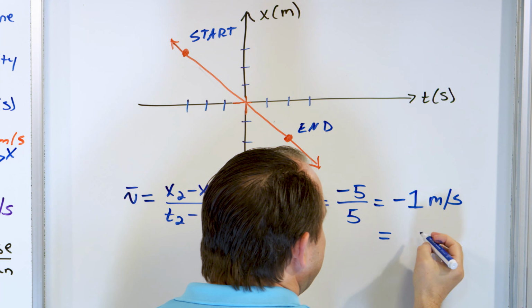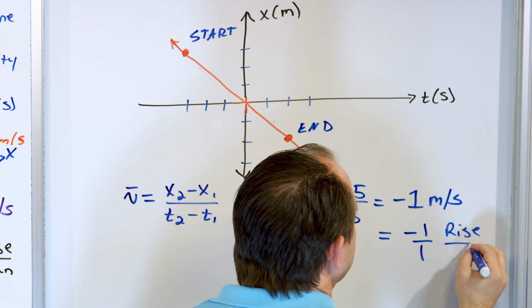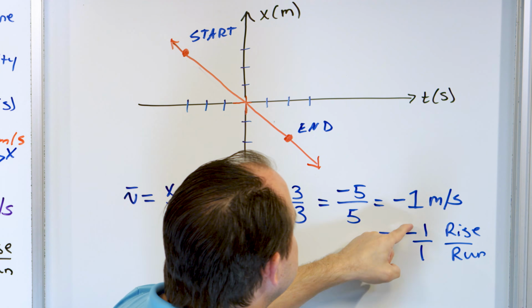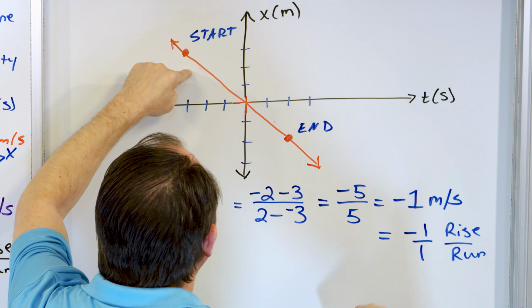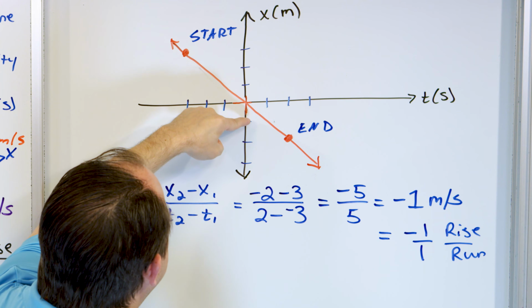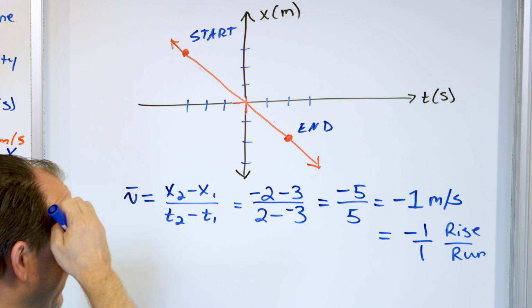And this is the same thing as -1 over 1 in terms of rise over run, if you want to think of algebra. So the slope of this line, you can think of it as rising down, because rising down means negative, and running over to the right 1. So rise down 1 over 1, down 1 over 1, down 1 over 1. And that is a slope of -1 meters per second.